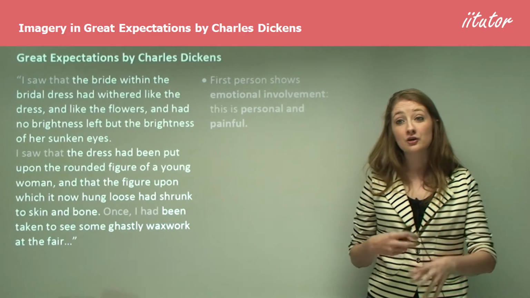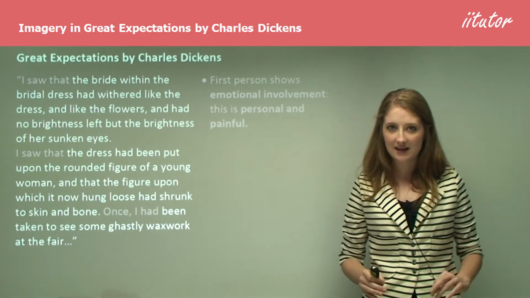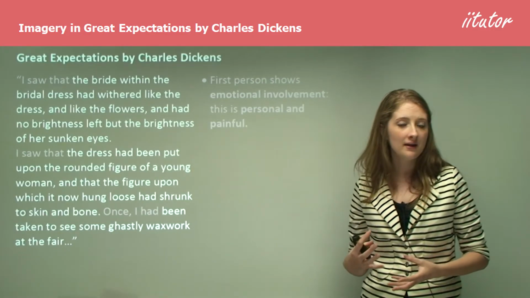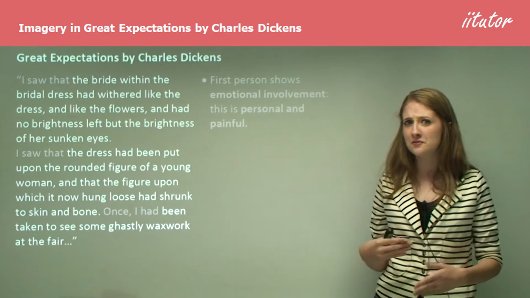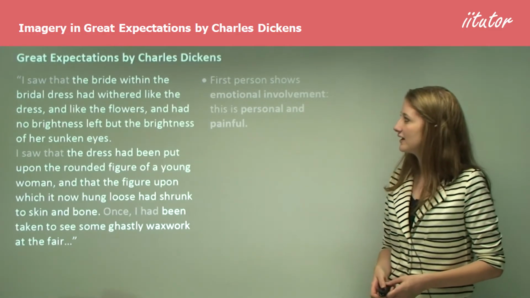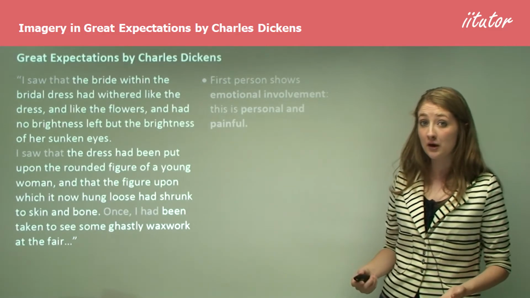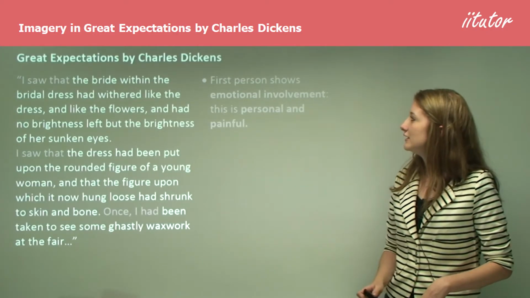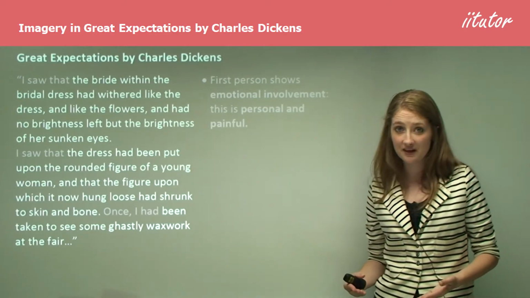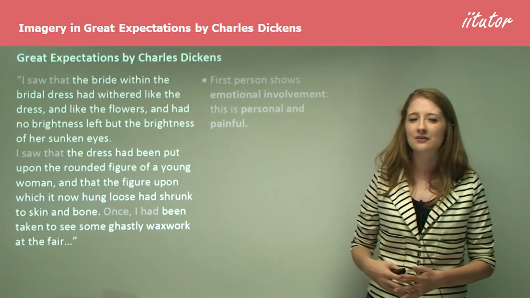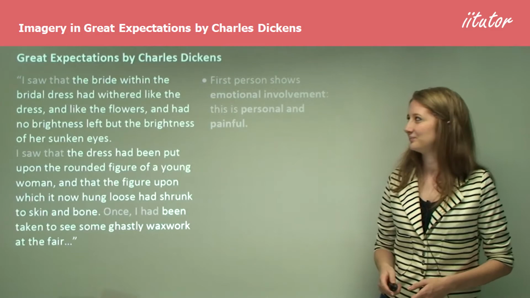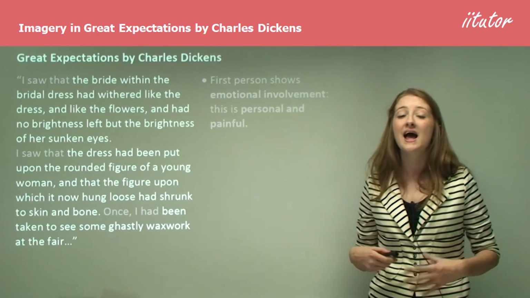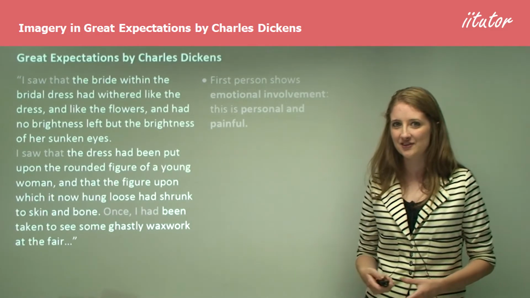So here we get the juxtaposition between this wedding scene in the present, so the old woman, and in the past, the young woman when she was actually getting married. So that juxtaposition here is extremely important. You'll see highlighted here the first person of I saw that, which really shows the emotional involvement of the scene and gives an indication of the fact that this is really a personal and painful reflection of the narrator. So perspective is really an important aspect which adds to imagery.